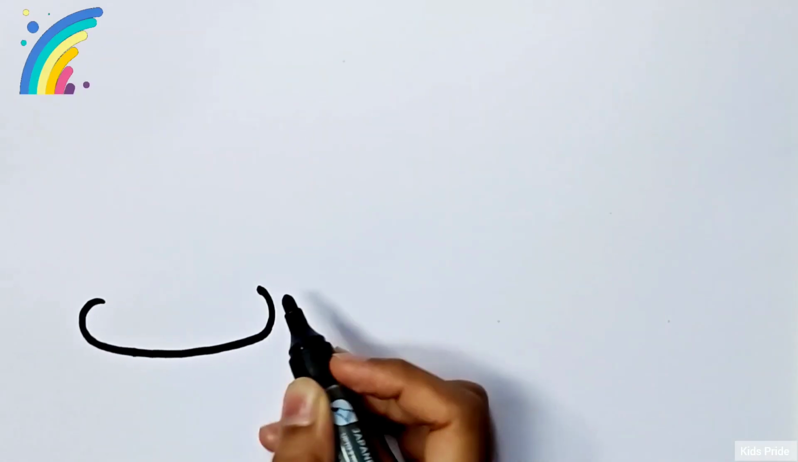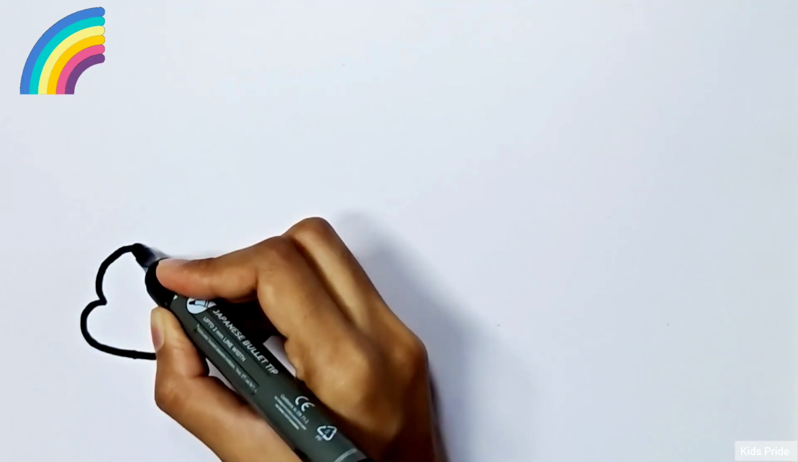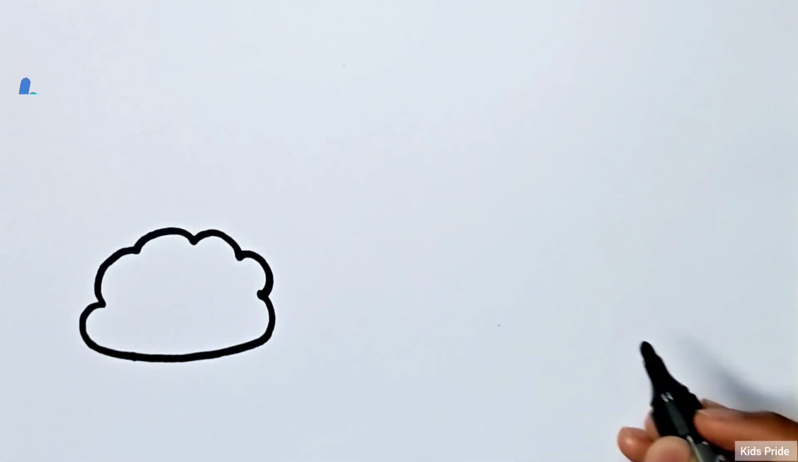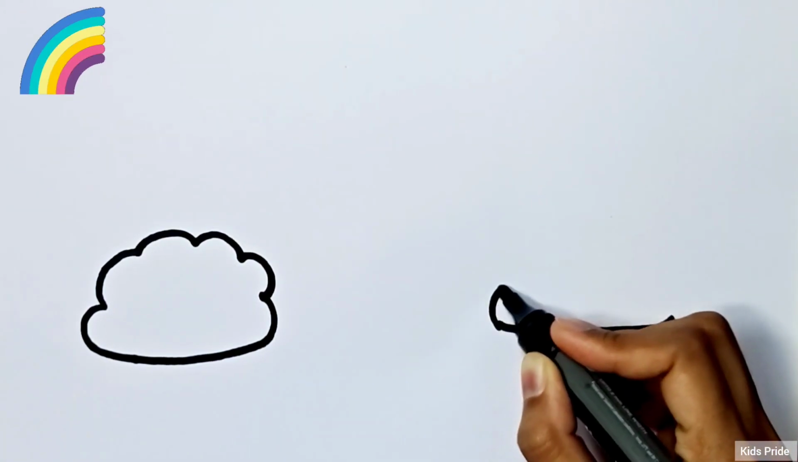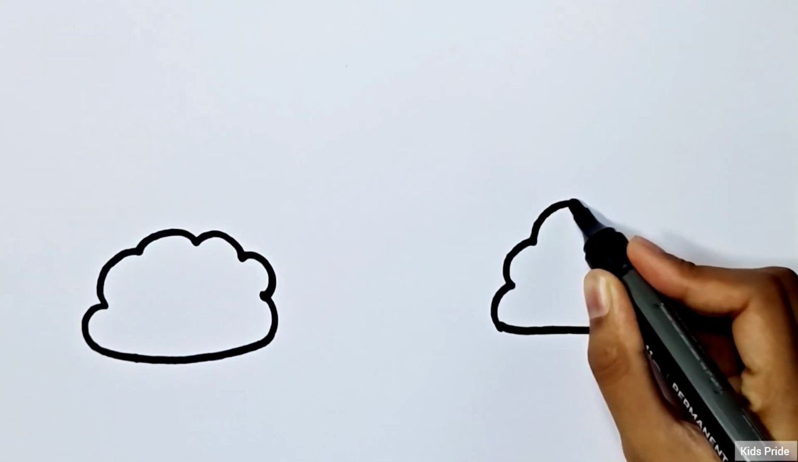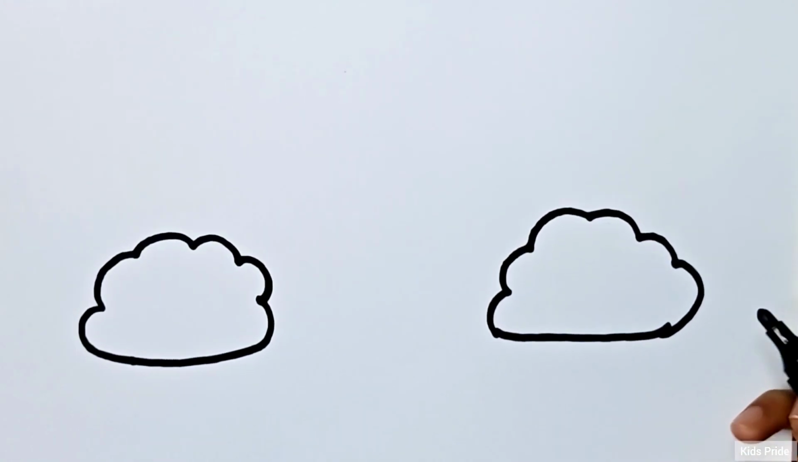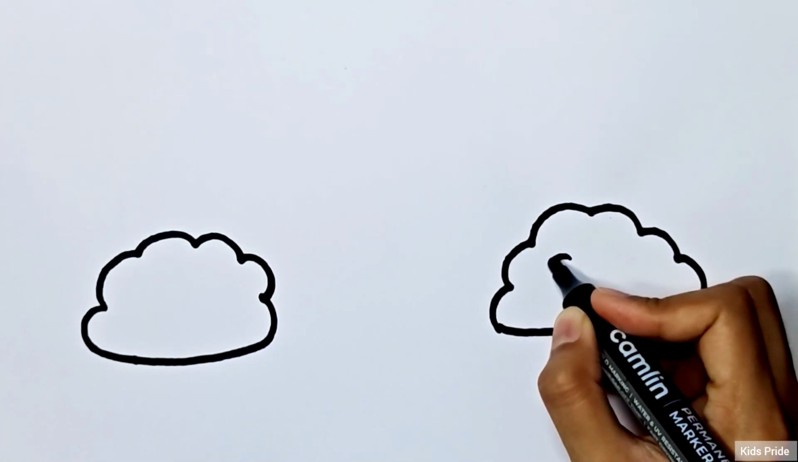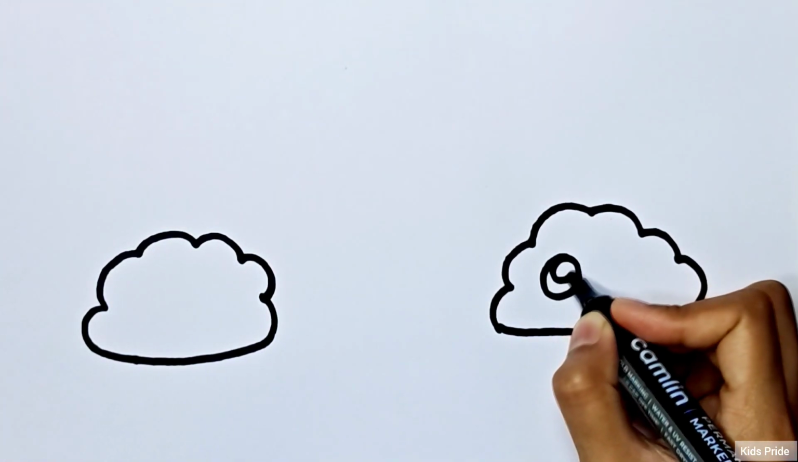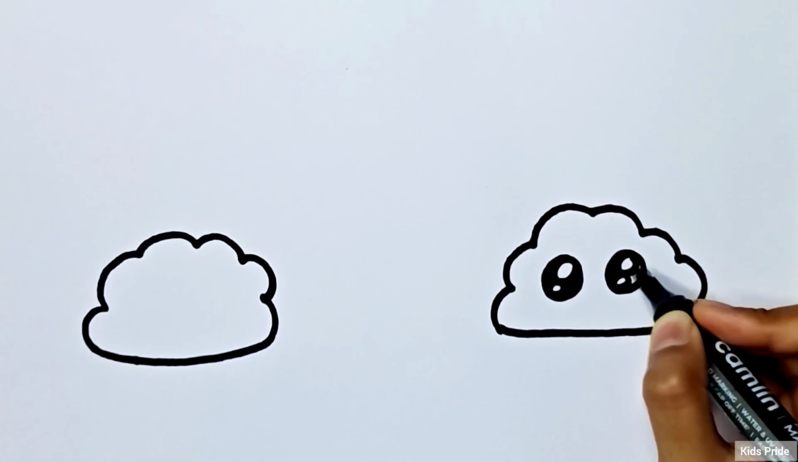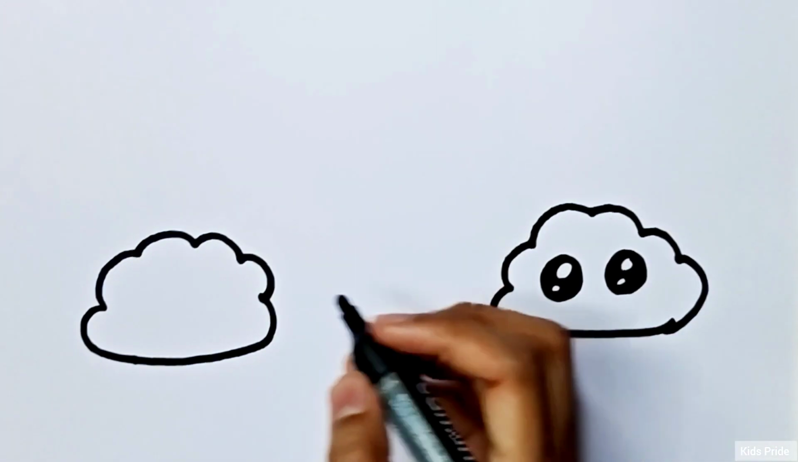We are making rainbow cloud. First we will draw cloud like this. Let's draw the second cloud. Let's make them cute by drawing cute eyes. Don't forget smile.